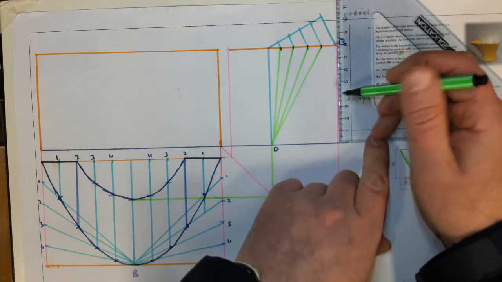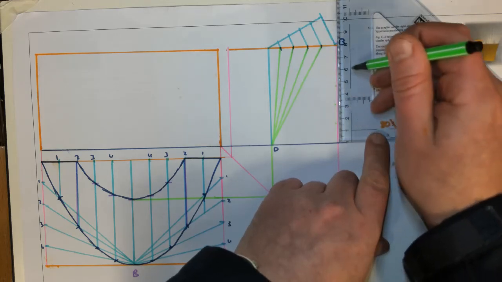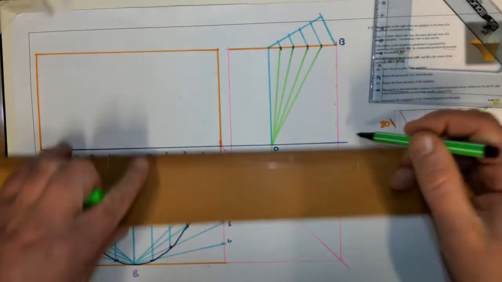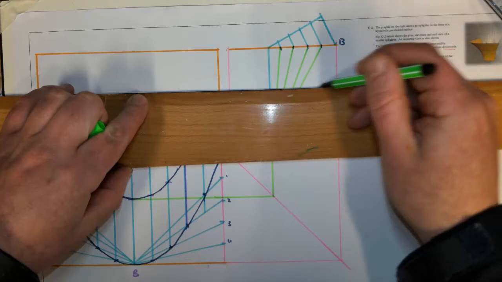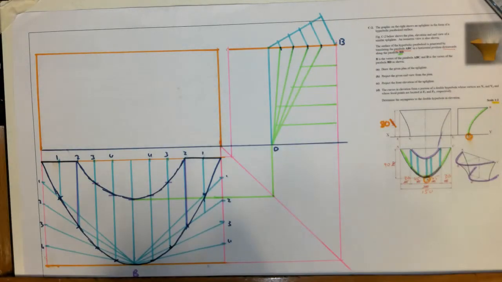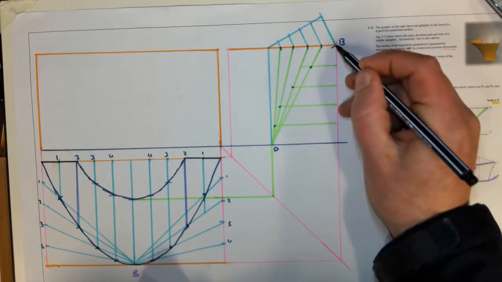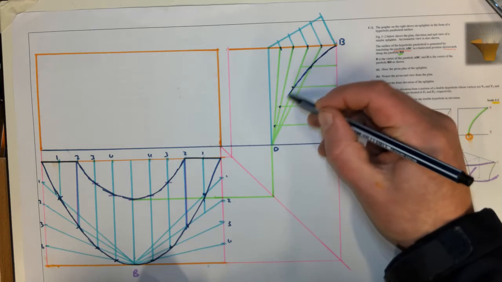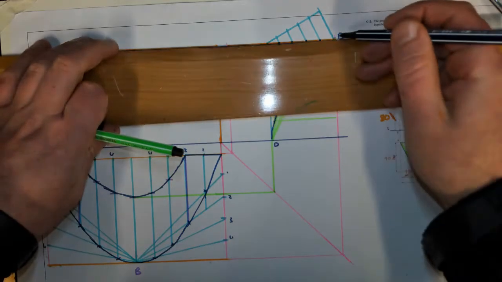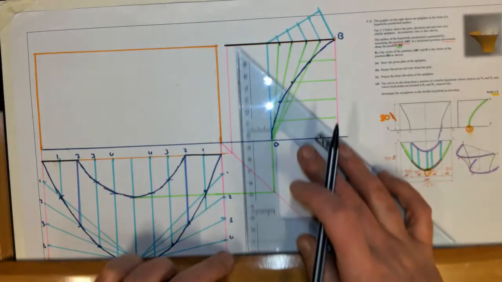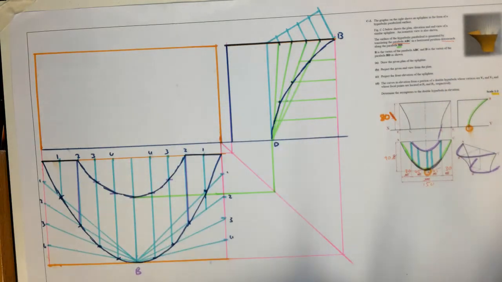This is 80, so 80 divided by 5, 16, 16 and 32, 48 and 64. Move these across to meet it. And that should look similar to that. So if you did do it the wrong way around and you copied it, you should be able to reconstruct it. But I have my plan view done and I have my end view done, so I have A and B done there now.